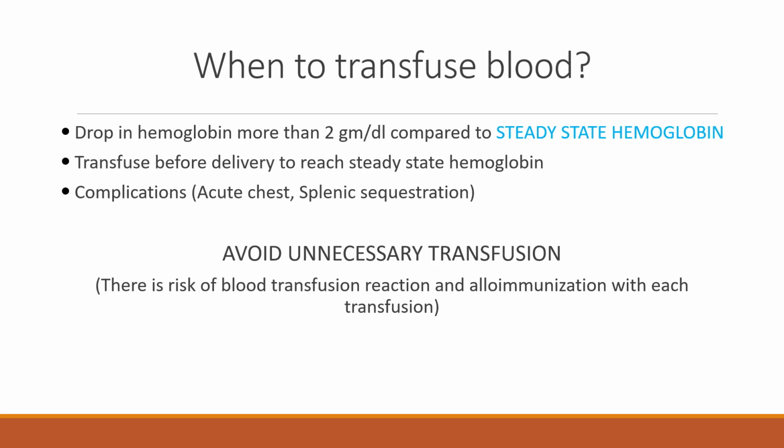So when to transfuse? Drop in hemoglobin of more than 2 grams per deciliter compared to the steady state hemoglobin that we identified at the baseline at the first visit. So give transfusion only if there is drop in 2 grams of hemoglobin in an asymptomatic patient. Number 2, transfuse before delivery to reach a steady state hemoglobin. And you definitely would have to transfuse if patient has complications like acute chest syndrome or splenic sequestration or any other complication.